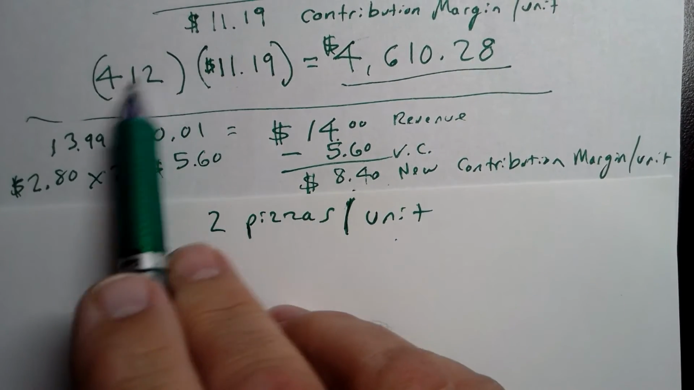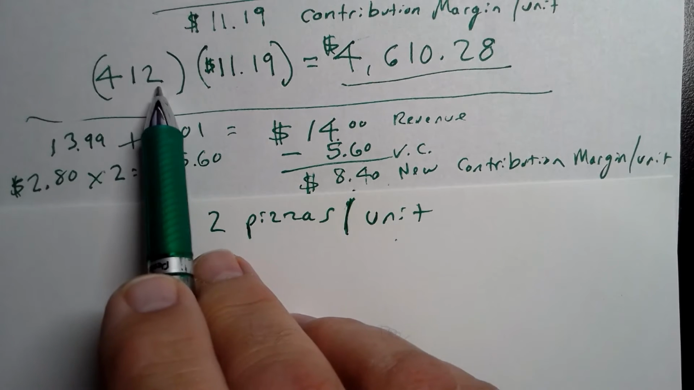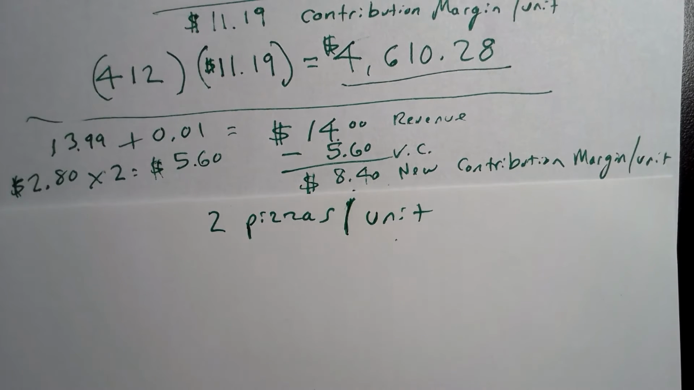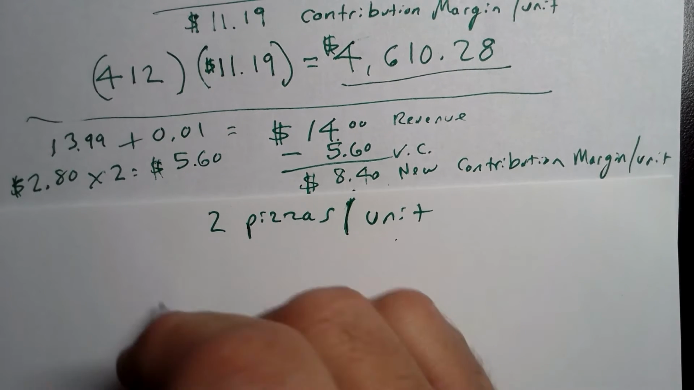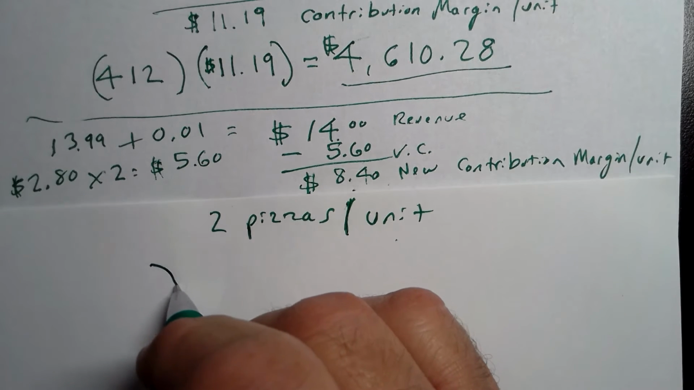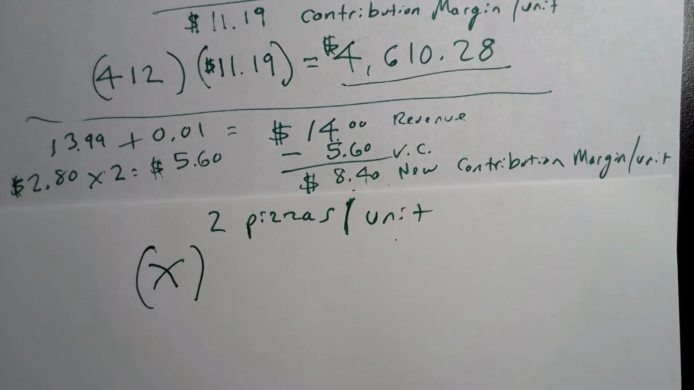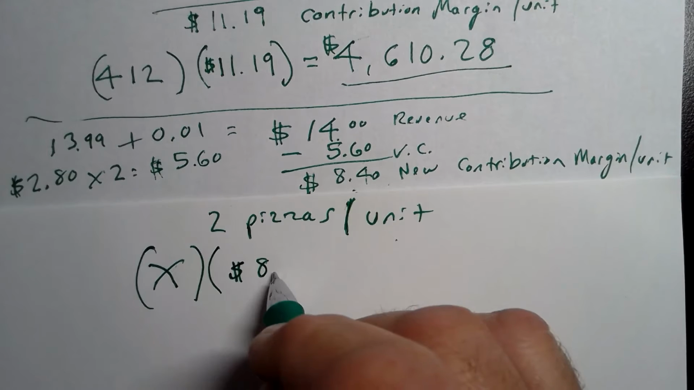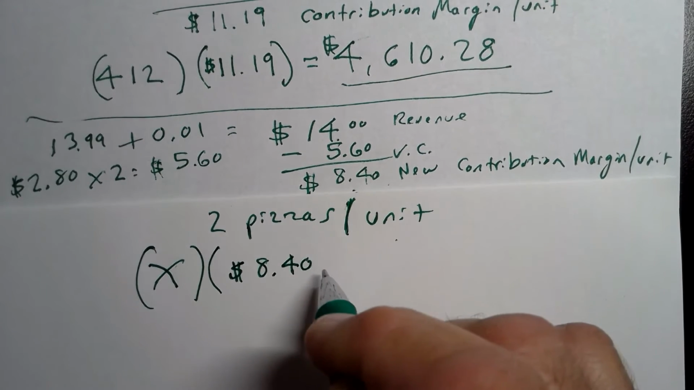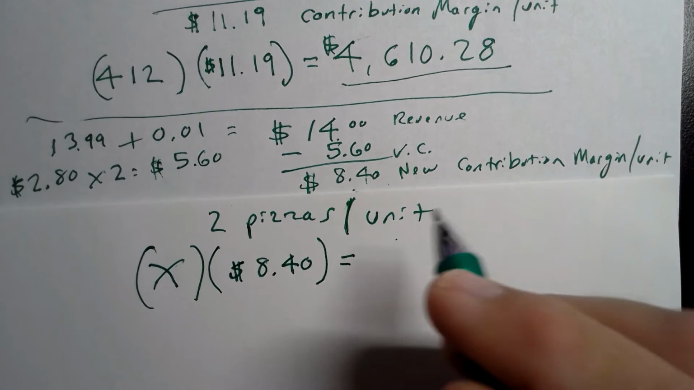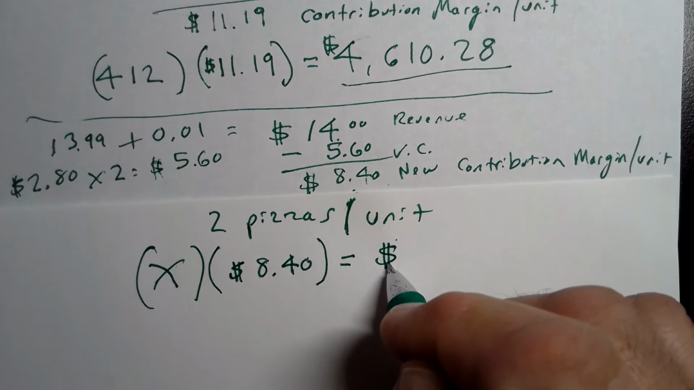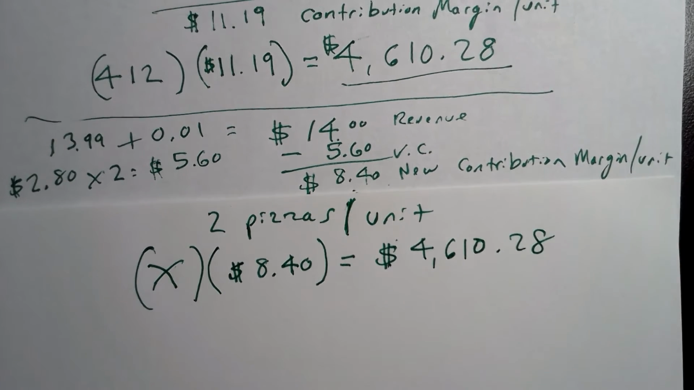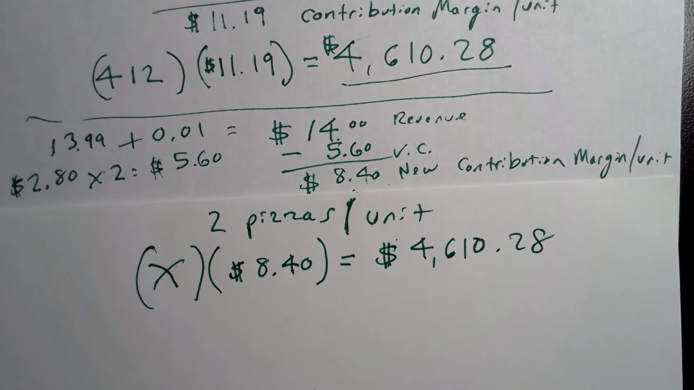Just like we did before, we multiplied the number of units by our contribution margin per unit to get our $4,610.28 gross profit. We don't know the number of units in this case, so I'm going to call that X. I'm going to multiply it by our new contribution margin per unit. That's the amount that goes toward our gross profit per unit. And I'm going to set that equal to what we want, $4,610.28, our gross profit that we're aiming for.